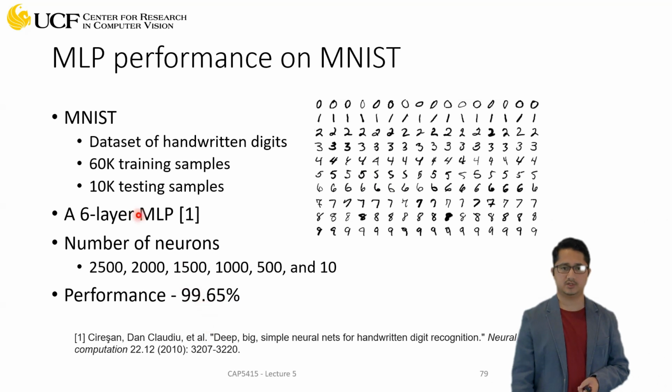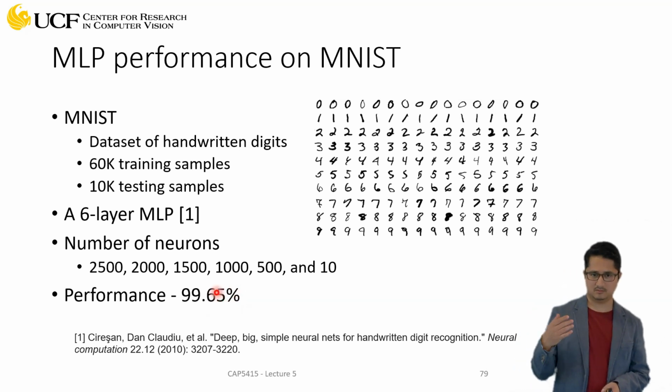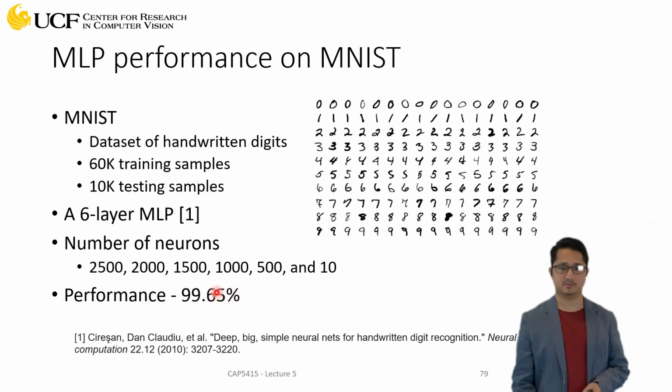If you think about this, you have a total of 10,000 testing samples, and an accuracy of 99.65 means you are only missing around 35 samples. You are making wrong predictions only on 35 samples out of these 10,000, which is quite impressive.